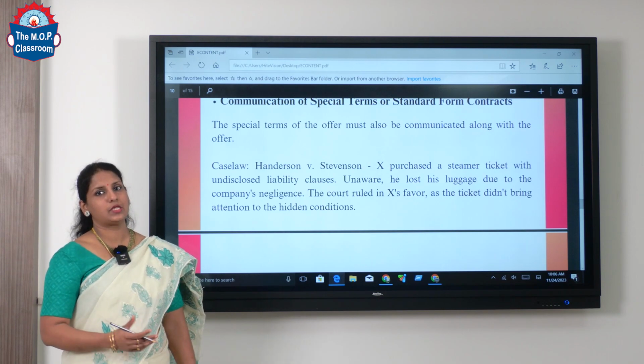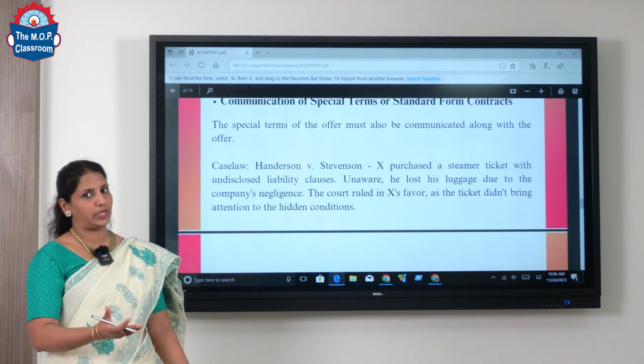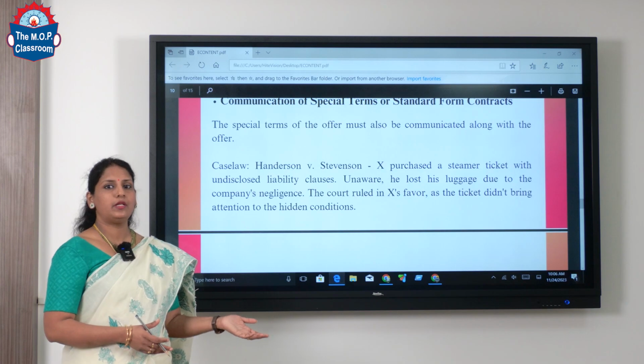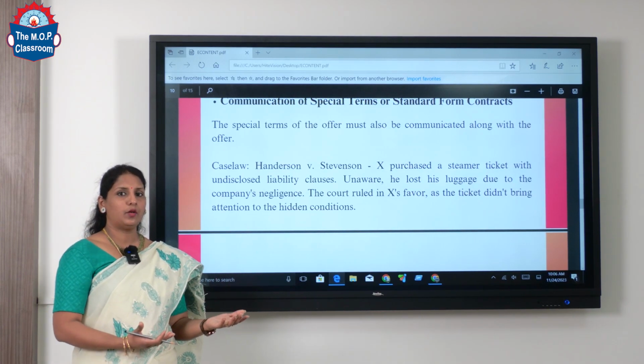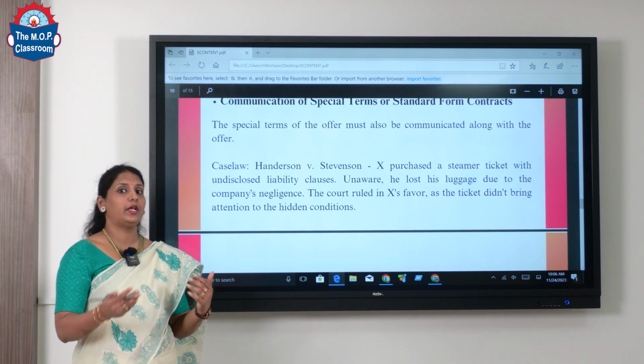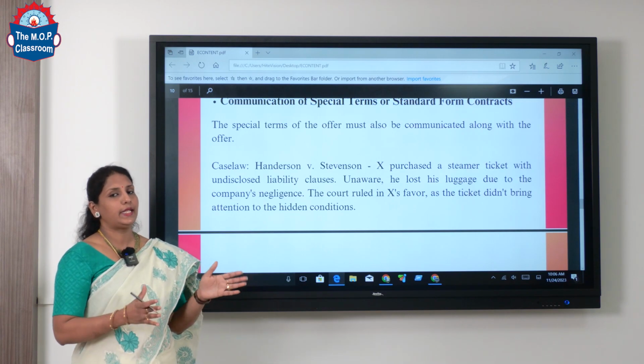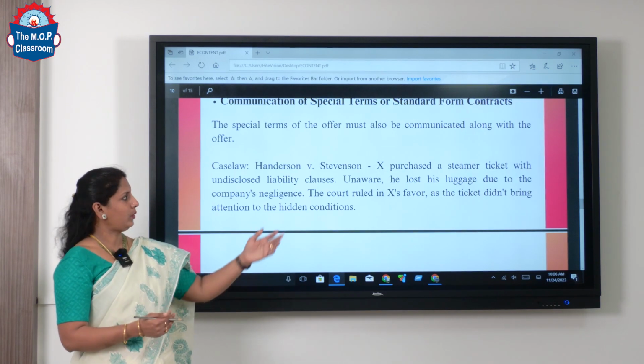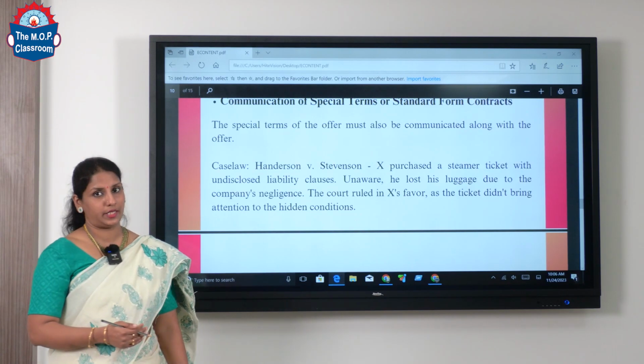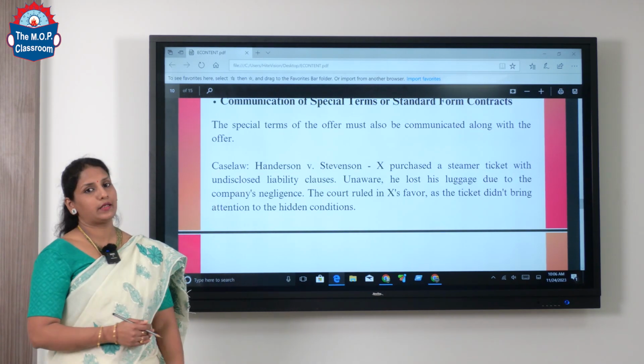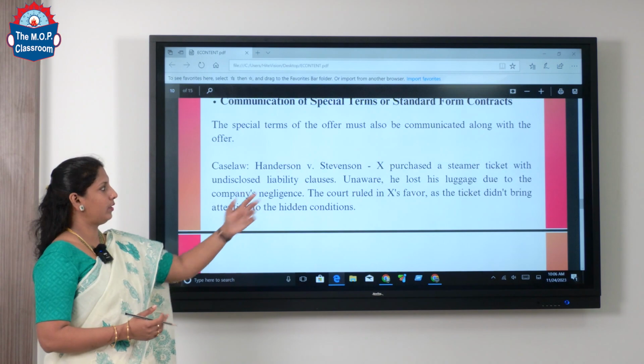Whenever we enter into special contracts with a railway company, they will have some hidden conditions regarding our luggage or baggage, which they do not inform us of very clearly. They keep it in a very hidden way. So in that way, Mr. X has lost his luggage due to the company's negligence, but X was not aware of this.